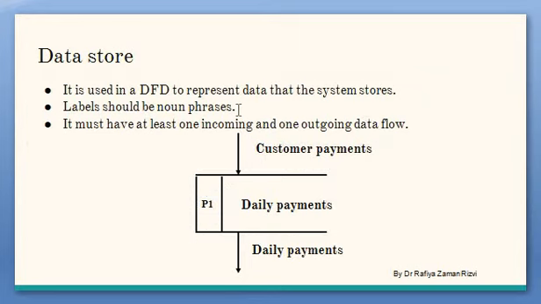Labels should be noun phrases. Now here we do not have to represent any kind of process that is going on. Okay, so these have to be noun phrases. They just have to signify what the data inside it represents, and it must have at least one incoming and one outgoing data flow. Okay, so a data store obviously has to have some kind of input that brings data to it and an output that takes processed data to some other component.